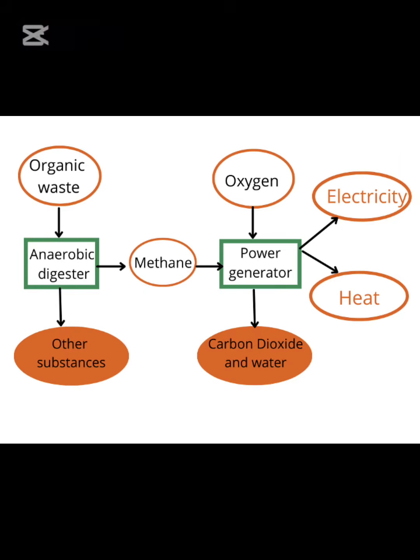Let us proceed to number 26. The equation shows a reaction in the biogas digester. We are having organic waste being converted to X and carbon dioxide. And then the question is now saying, what is X? So on number 26, we are going to select methane as our answer. In the biogas digester, the organic waste is going to be converted to methane.